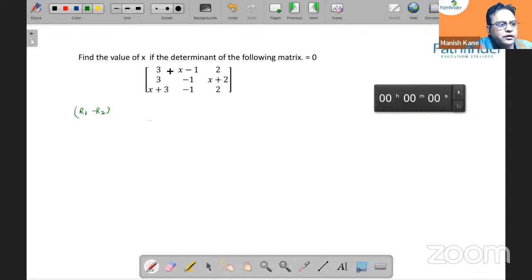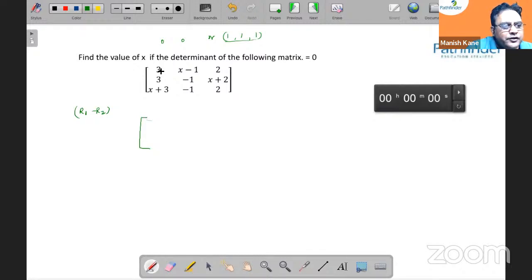As a rule, you should remember that you should try to get, in the first row, either two zeros or three elements that are the same, or you could just have the three elements as one. This will help you evaluate the determinant very fast. So what will we do?